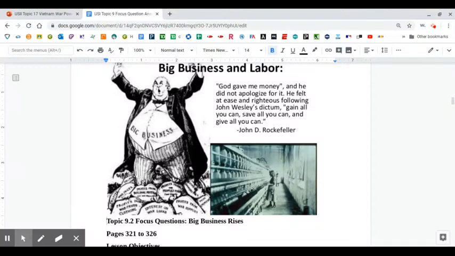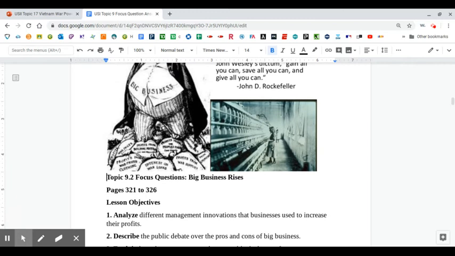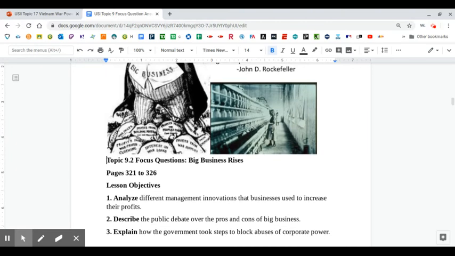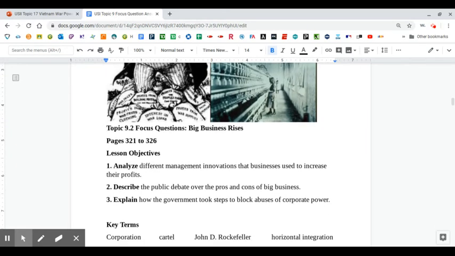Mr. Clark here. It's time to go through topic 9.2, big business. We're going to take a look at how the United States began to expand in terms of the economy during the mid to late 1800s. We'll look at new management techniques, some of the new innovations, inventions that business used to begin to increase their profits. We'll look at some of the pros and the cons of big business itself.